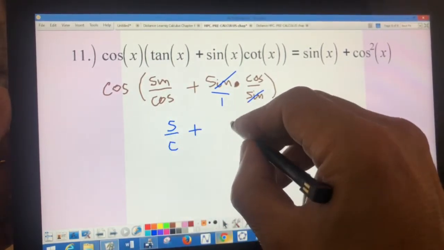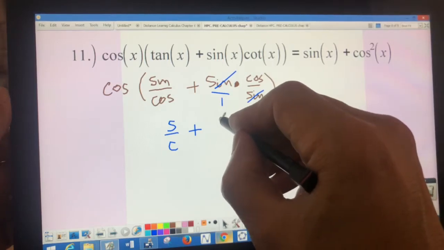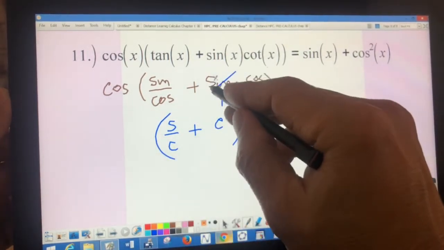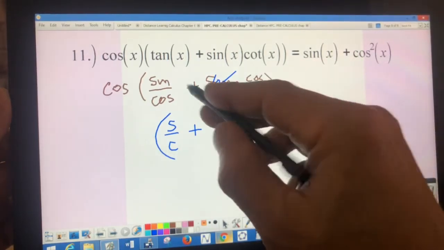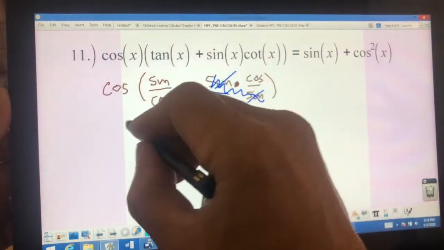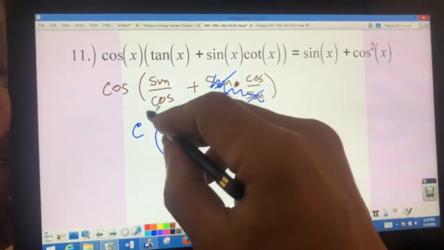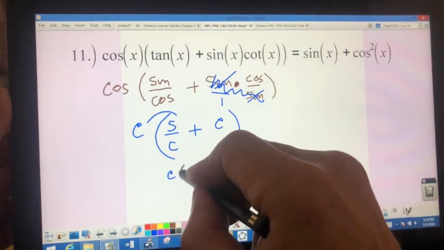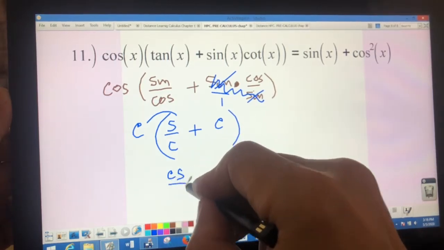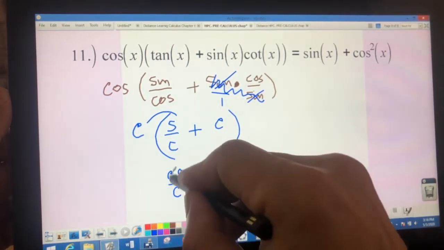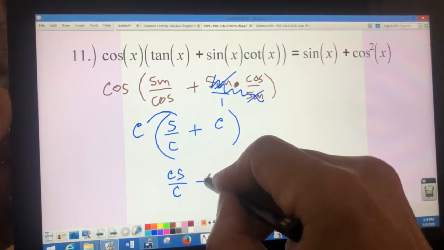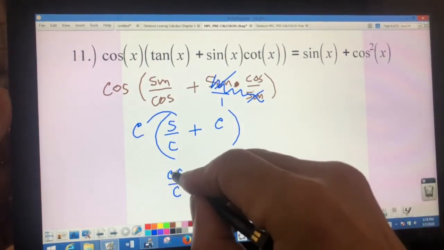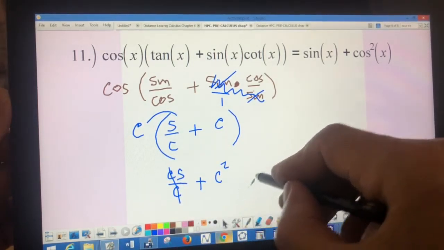I'm back to writing the way I used to write my sine and cosine. Like that. Because your sine here cancel. You got cosine left. This is still sine over cosine. Now you got the cosine to distribute. So the cosine goes in here. So you got cosine times the sine over the cosine. They'll cancel. You can cancel that now. Cosine times cosine is cosine squared. I believe that's the answer.